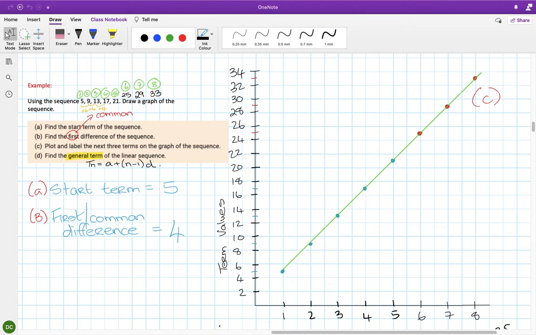Okay, and we're going to do part D. So part D, like I said, asks you for the general term. So as soon as you see general term, the very first thing you do is you write down your Tn formula, which I have done. It's on its way. Nearly there. There it is. Okay, so like we always do, the start term goes in for a, and the common difference goes in for d. Everything else stays the same, so Tn equals 5 plus (n minus 1) times 4.